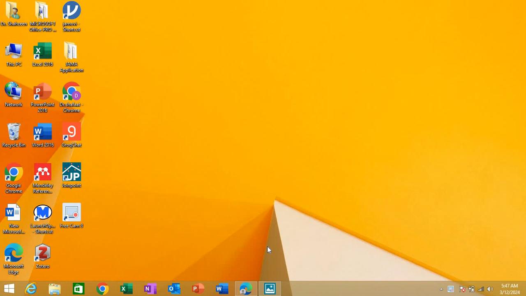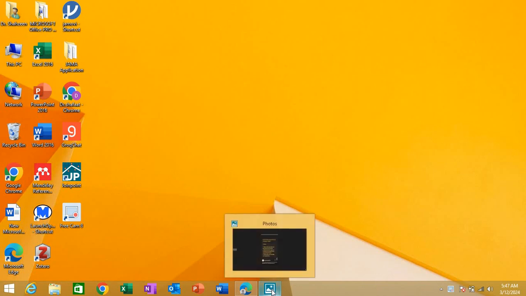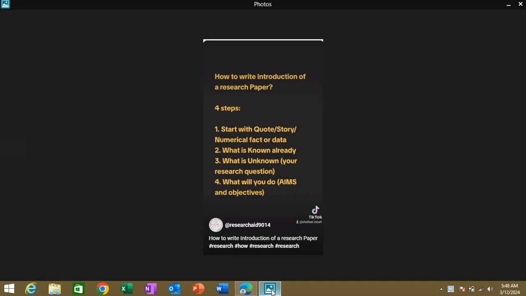Now the length is different for a thesis and for a paper or any article you are submitting to a journal. The first part of your manuscript is the introduction. Actually the first part is the abstract, but in the proper manuscript the first part is introduction. So without wasting time, first I will show you this.